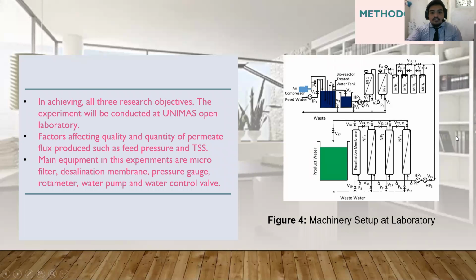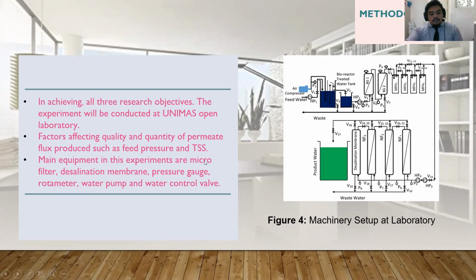Next is a figure showing the machinery setup at UNIMAS Laboratory. In achieving all 3 research objectives, the experiment will be conducted at UNIMAS Open Laboratory. Factors affecting quality and quantity of inlet flux produced, such as feed pressure and TSS. Main equipment in these experiments are microfilter, desalination membrane, pressure gauge, rotameter, water pump, and water control valve.